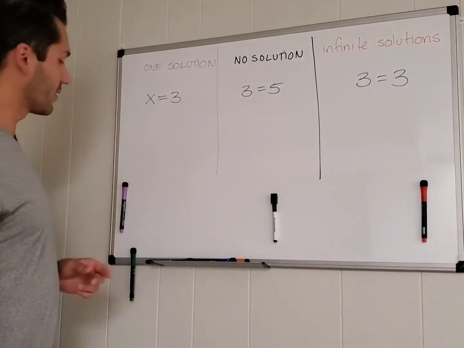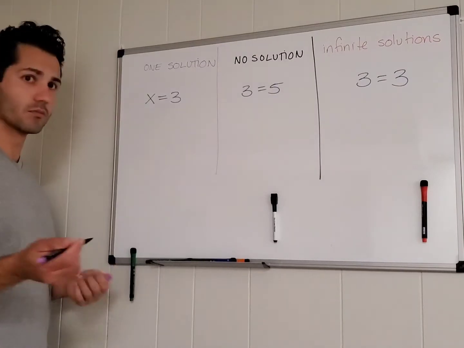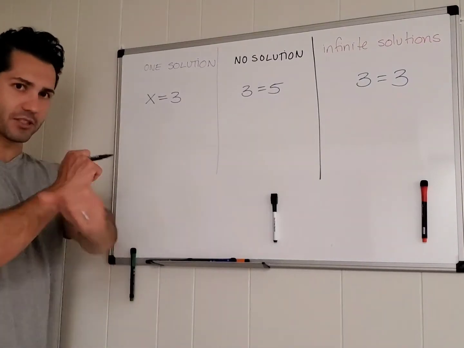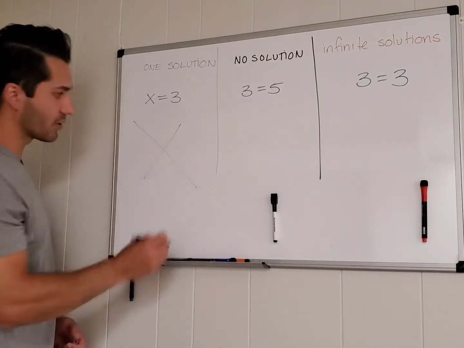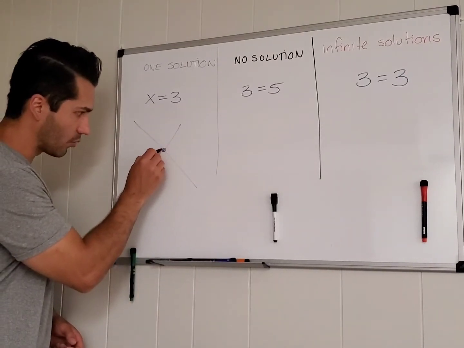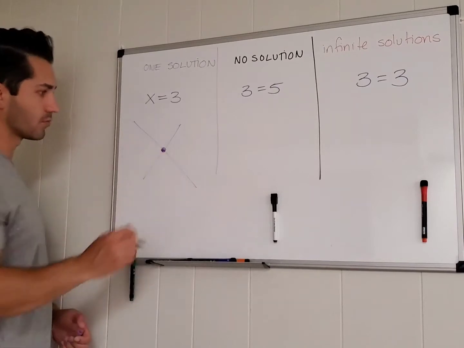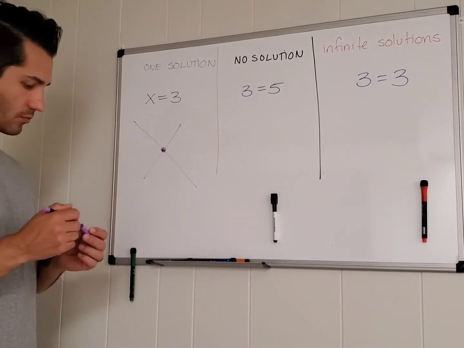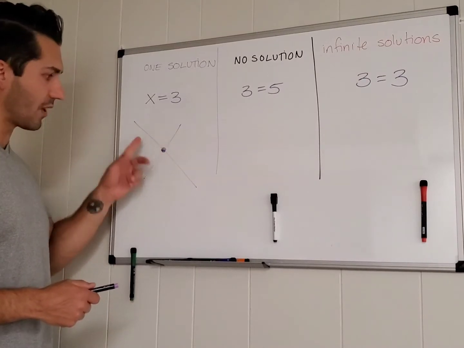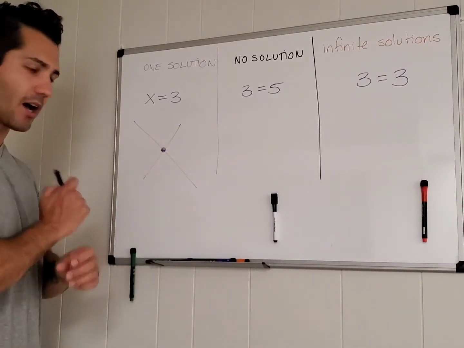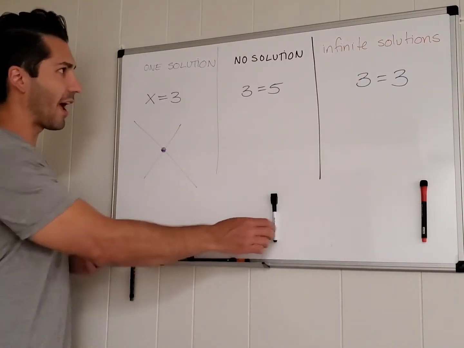So to show you what one solution looks like, when you graph two lines, they intersect in one point. Meaning one solution, they intersect in exactly one spot. Just like that. That's the only solution. That's the only point on both lines. And once again, that's what you're finding: the point on the lines that they both have.